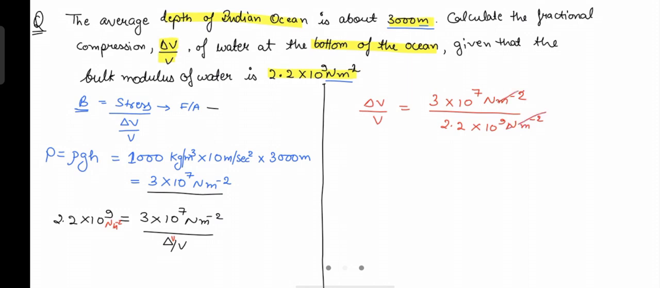Now you can solve it, and you will find a value equal to 1.36 multiplied by 10 power minus 2, because the 9 from the denominator goes to the top as negative. What will be the unit? No unit, it's a dimensionless quantity. This is how you find the value for fractional compression. Is this clear? See, this simple the bulk modulus question was.